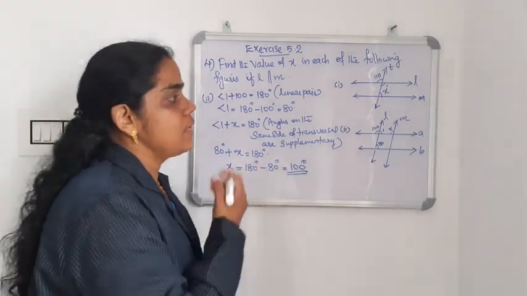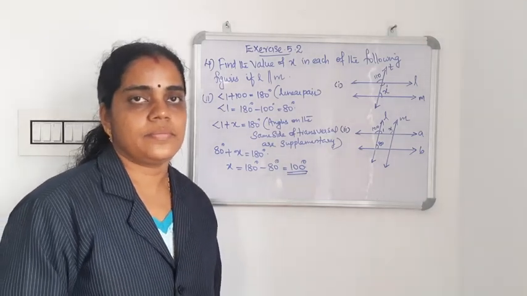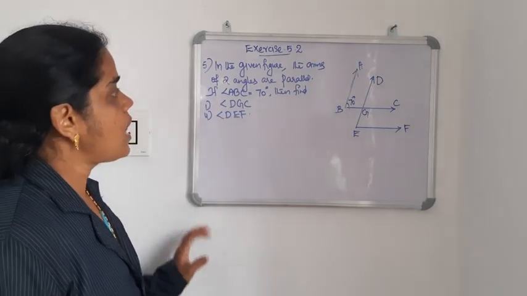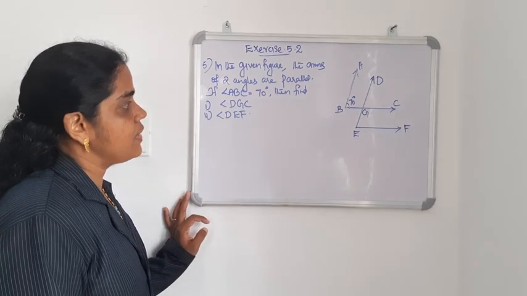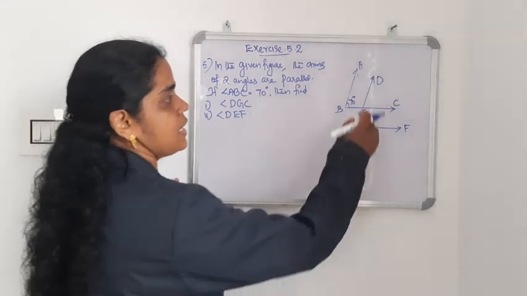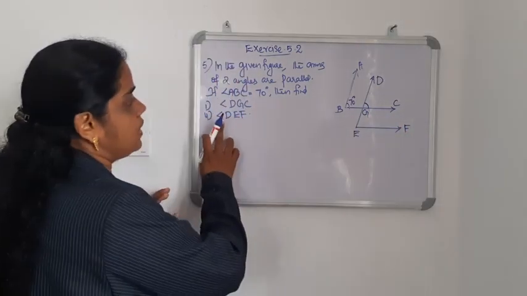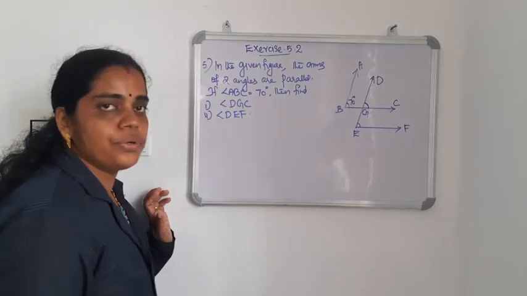So this way we can apply the rules and find the unknowns. Clear? Next, fifth question. In the given figure, the arms of two angles are parallel. If angle ABC equals 70 degrees, find DGC. This is the angle DGC, and DEF. These two angles we need to find out.